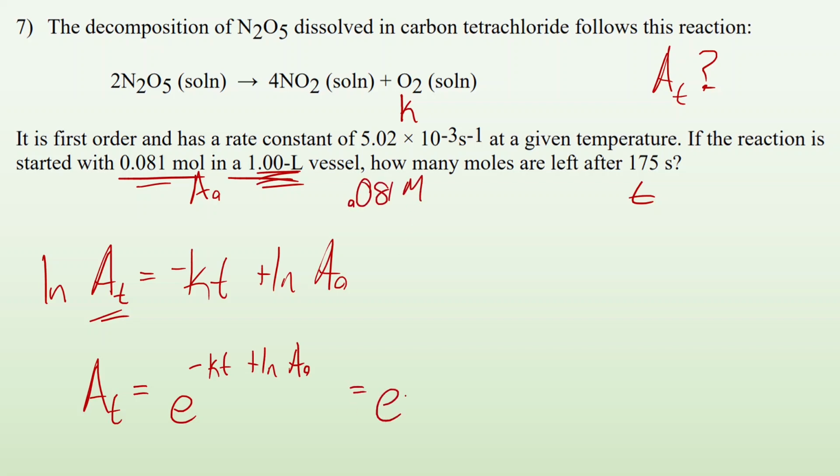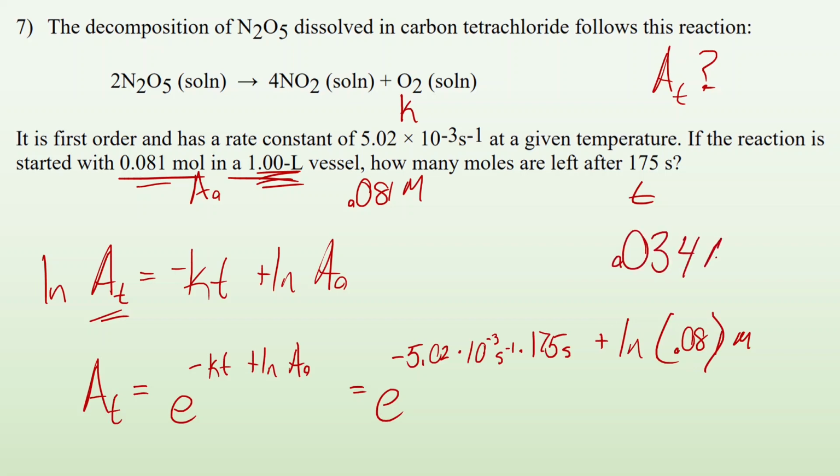So e to the negative 5.02 times 10 to the minus 3 per second times 175 seconds, plus the natural log of what I started with, 0.081 molar. Just add numbers in. And now I pick up my handy dandy calculator and I go beep bop boop, and I get 0.034 molar when I round it to the correct number of sig figs.